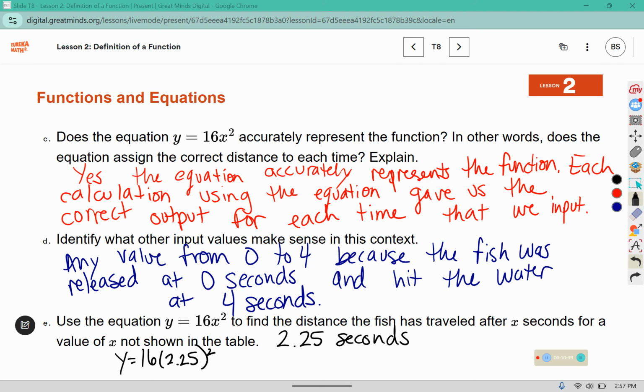So we have 2.25 squared, and then we're going to multiply that value by 16, which gave us 81 feet as our output. So in 2.25 seconds, the fish has fallen 81 feet.